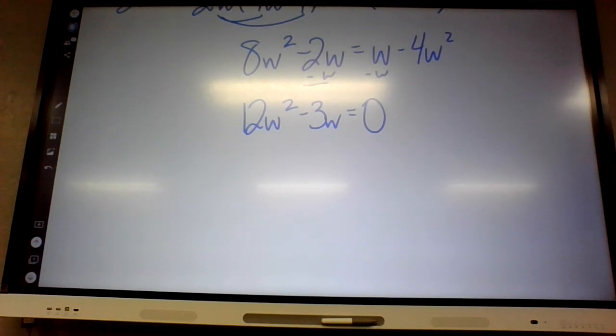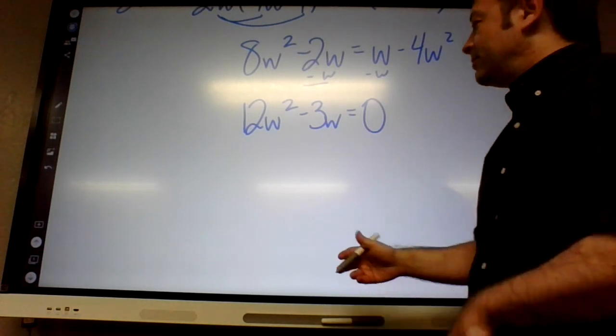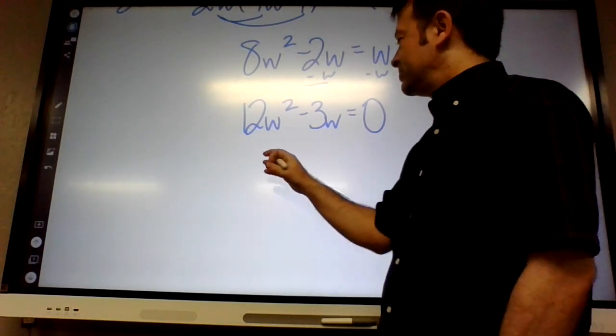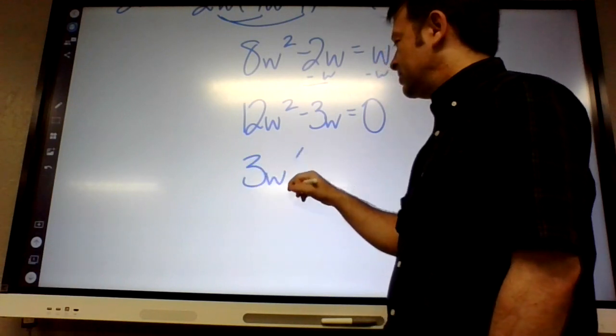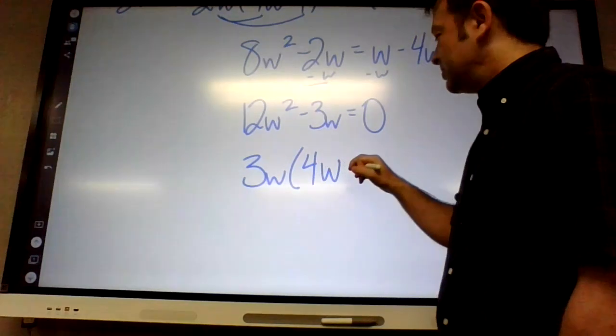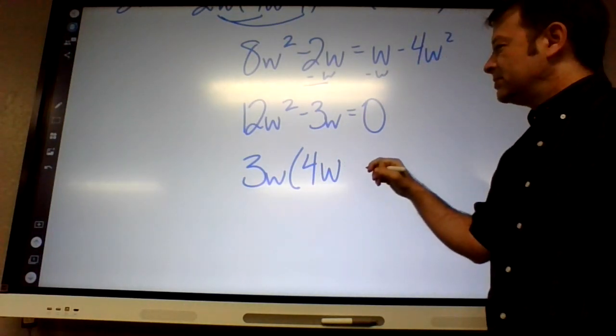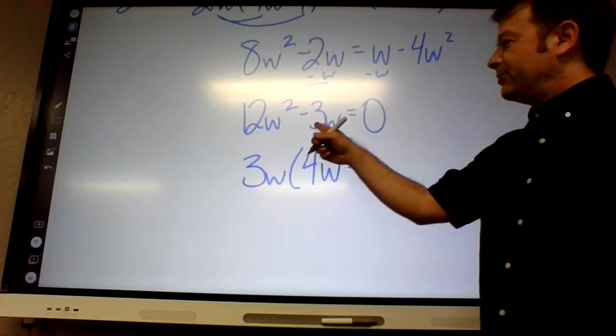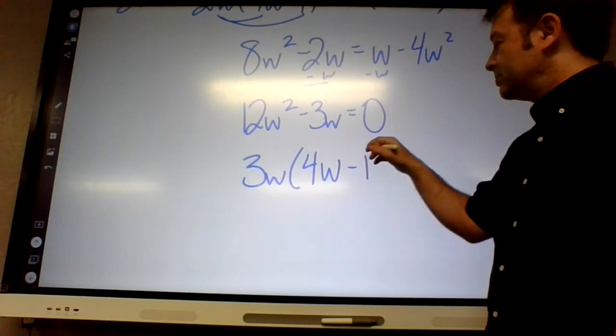Take stuff out. If you did quadratic formula, what would you have to do? The 0 under C: 12, negative 3, 0. But yeah, taking stuff out would definitely be easier. What comes out of both of those? 3. And what's left? 4W squared, W. Okay, we're dividing it out. 4W minus 1.